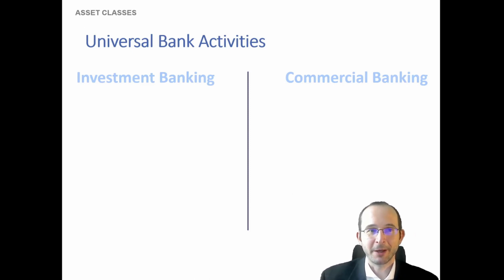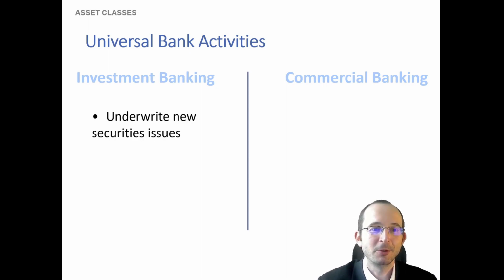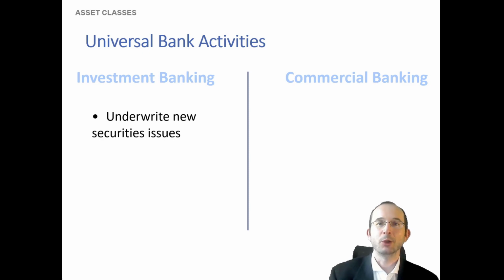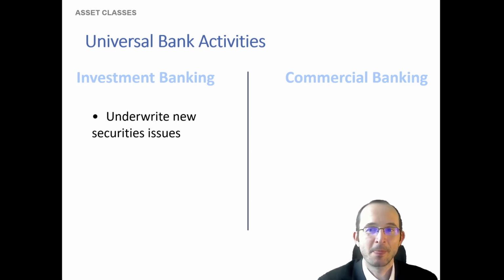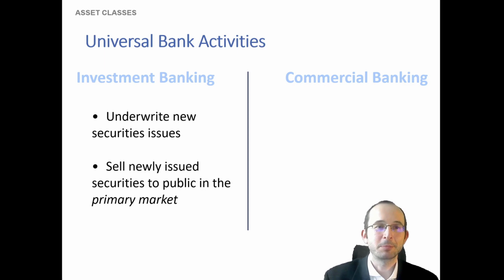Now, a big category of financial intermediary is banking. Banking is broadly split into two categories, investment banking and commercial banking. Investment banking can underwrite new securities issues. In other words, it can help firms issue more debt, issue more equity, and it can sell these newly issued securities to individuals in what we call the primary market.